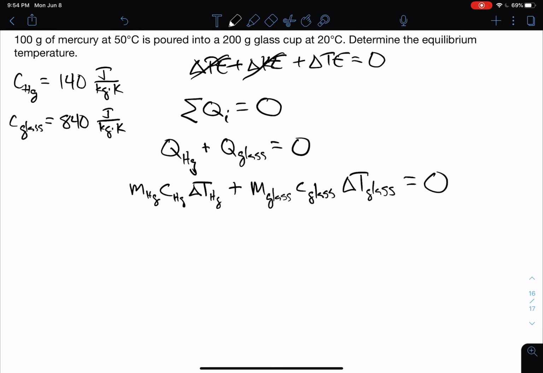Okay, so the mass of mercury, that's 100 grams. Because my specific heats are in kilograms, probably best to just go ahead and convert. Sometimes you may not have to, but we're not going to risk anything here. So this is 0.1 kilograms. Specific heat of mercury is 140. Temperature change. This is going to be final, and the final is my equilibrium temperature. That's what I'm looking for. Minus the initial temperature, which for the mercury is 50.